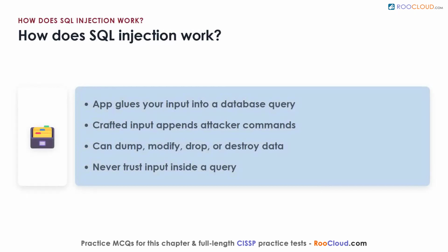How does SQL injection work? Many applications take your input and stitch it directly into a database query. Normally you search for a product and the app builds a tidy query to fetch matching items. But if the app blindly glues your text into that query, you can add your own database commands to it. A crafted entry can close off the intended query and append a second one, say, to dump customer names and card numbers. Because commands can be chained, the same trick can also modify records, drop entire tables, or wreck availability. This is why input must never be trusted as part of a query. Picture handing a librarian a request slip that secretly also says, "And bring me everyone else's private files too."